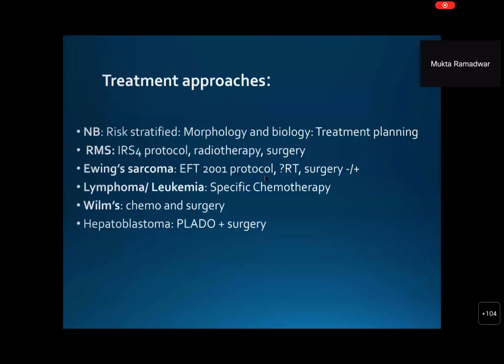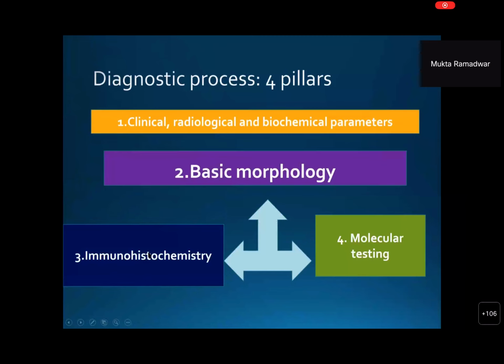As you all know, lymphomas and leukemias are also round cell tumors, and they have their specific chemotherapy, which is very, very different from the other round cell tumors that you are seeing in this panel. So on and so forth. So we have numerous round cell tumors which need to be distinguished from one another for the purpose of management of each of the patients. How do we approach this? What is the diagnostic process?